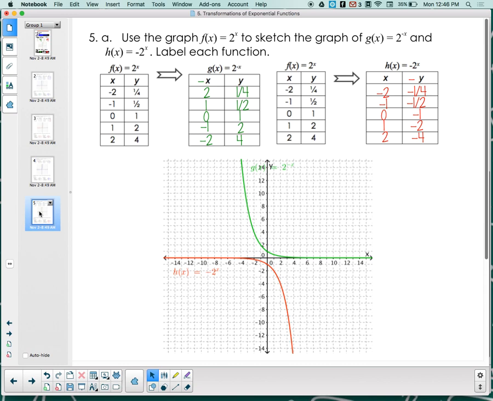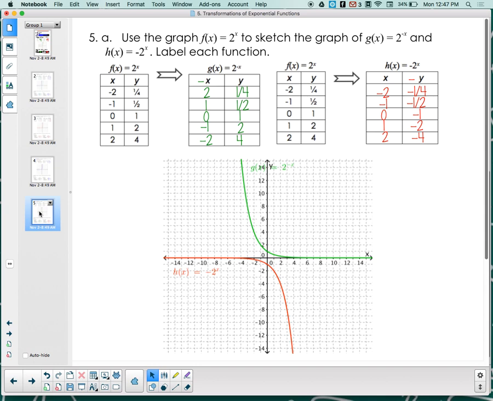I want to bring your attention. Okay, we'll do this one first. g of x equals 2 to the power of -x. That's when we're multiplying x by -1. So that becomes 2, 1, 0, -1, -2. So what we have is pretty much a reflection across the y-axis. So our graph looks like this green.